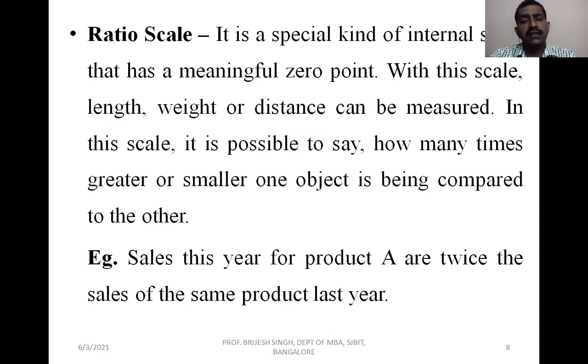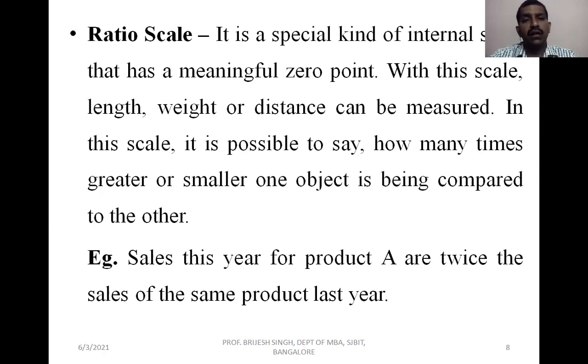Okay, so with this scale, you can measure length, weight, or if you are finding the distance, this can be measured in the ratio scale. In this scale, basically it is possible to say how many times greater or smaller one object is. Like sales for this year for product A are twice the sales of the product last year. So here you are basically going to proportion in terms of time.